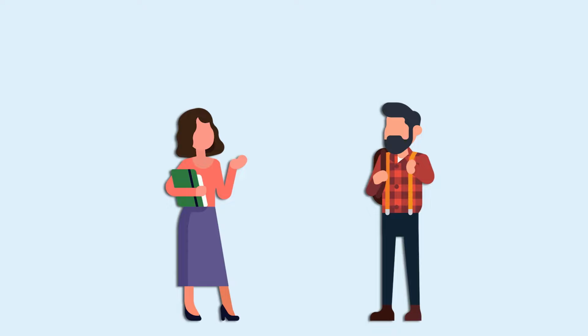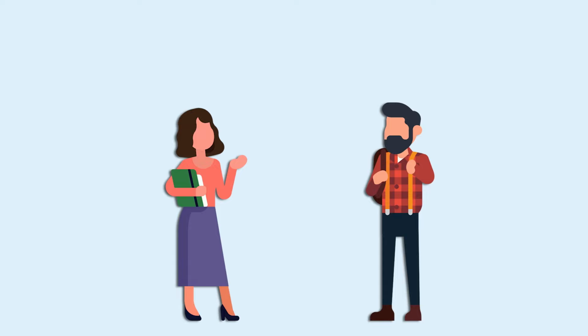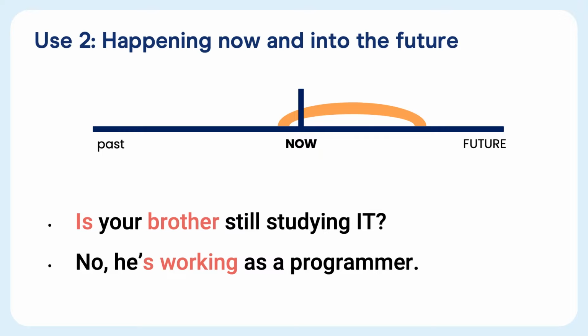Let's keep going. Then he asks her, is your brother still studying IT? And she says, he's not studying anymore. He is working, or he's working as a programmer. So use number 2 is happening now and into the future. For example, is your brother still studying IT? No, he's working as a programmer now and into the future. That's pretty tricky, right? But the more that you hear that, the more that you practice it, the more that you will understand that that's the second use of the present continuous.